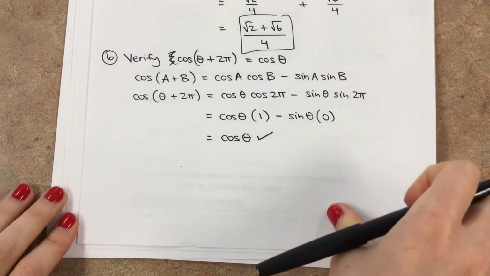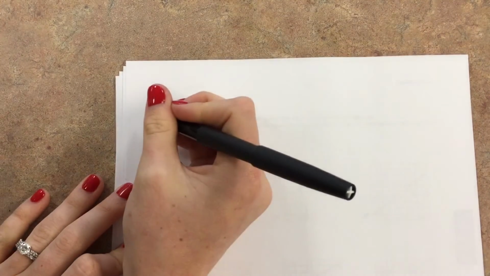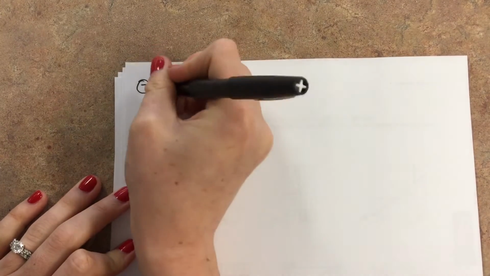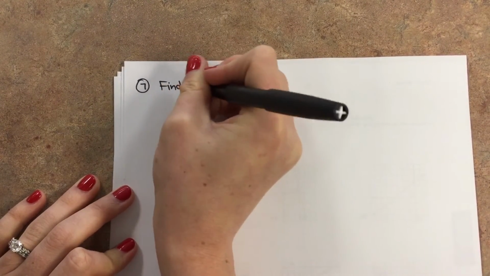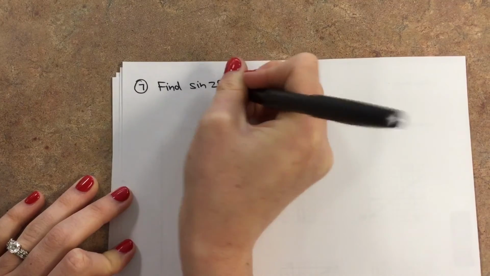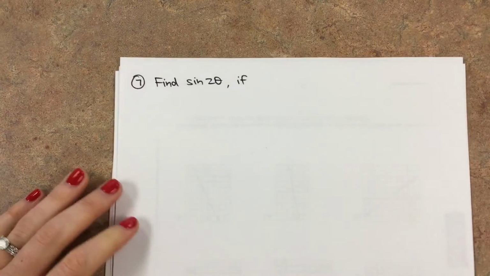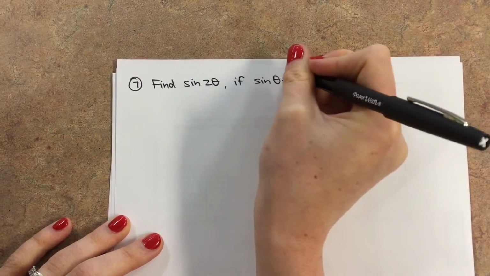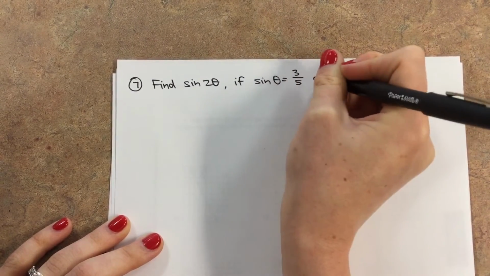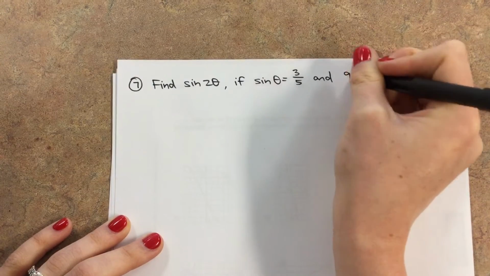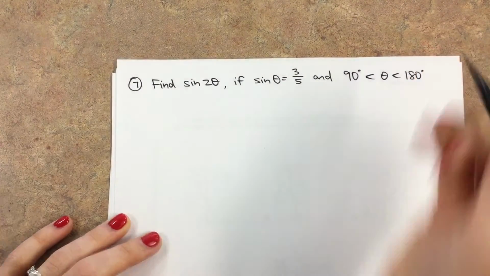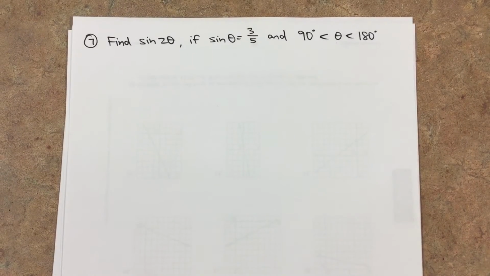Next, we're going to do a couple of examples from 13.4. Okay, so 13.4 is the half angle and double angle stuff. So this is our 7th problem. So we want to find the sine of 2 theta. If, and then you'll be given 2 pieces of information. You'll be given one of the 6 trig functions, and then you will be given a quadrant that the angle is in. All right, so we set that up.